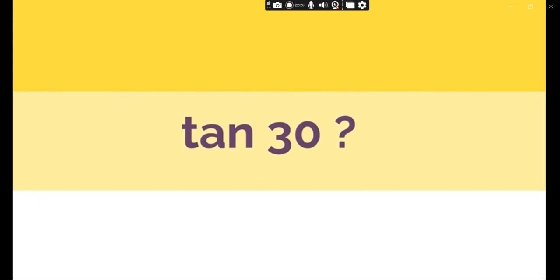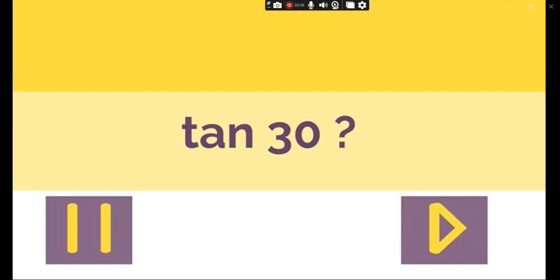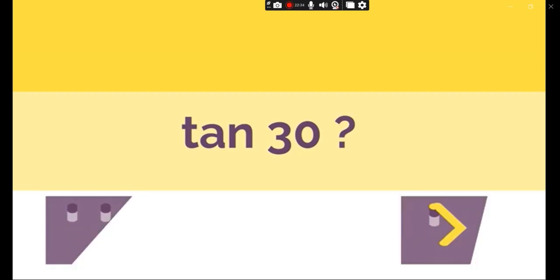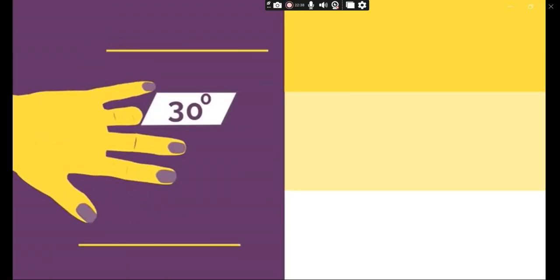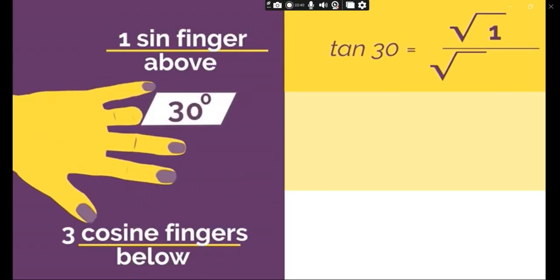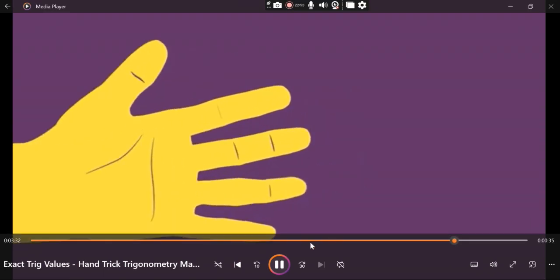What would tan 30 be? Work out the answer and click here when you're ready to check. Root 3 is correct. Did you get square root 1 divided by square root 3, which would simplify to 1 over root 3? It's always square roots. So there we have a really easy way of remembering those exact values.